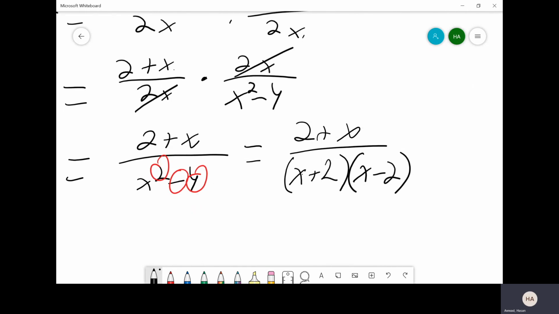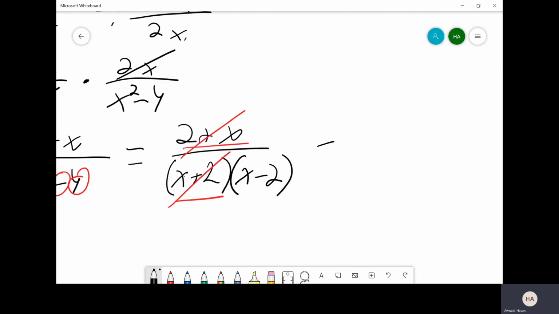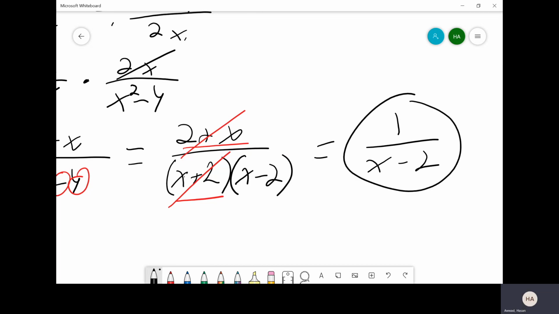And you say to yourself, oh, wait, we have an x plus 2 here and a 2 plus x here, but 2 plus x is really the same thing as x plus 2. We can just change the order because it's addition, which means that they're really the same term, so these cancel out, and all we are finally left with after everything is said and done is 1 over x minus 2. And that's it. This is your final solution.